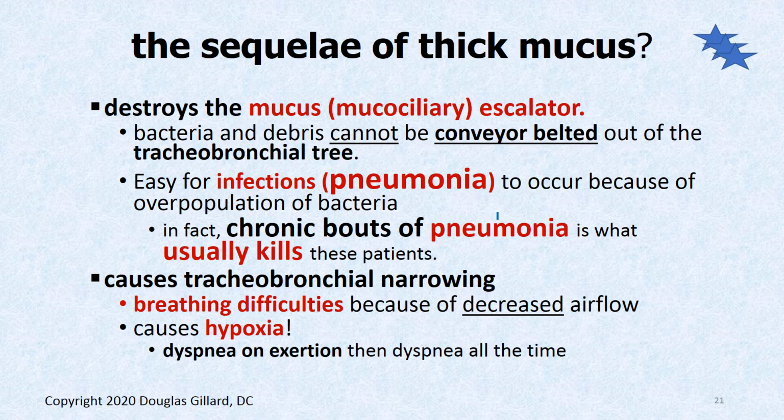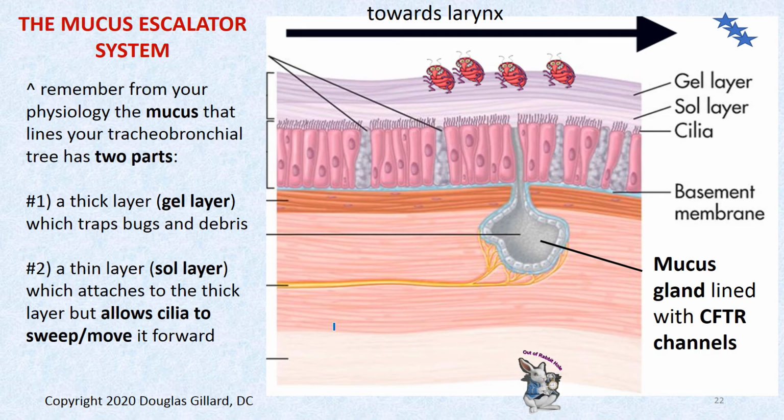The sequelae of thick mucus, everything we said, it destroys the mucociliary escalator, and patients get pneumonia. You get an infection. And that's what ends up killing people, as I said before: pneumonia. It's not actually the cystic fibrosis that kills you. It's the sequelae of it, like pneumonia or pancreatitis or something like that. And plus the mucus, just that thick mucus, maybe there's not a lot of bugs on it, but it's so thick it causes an airway obstruction. So you can't breathe well.